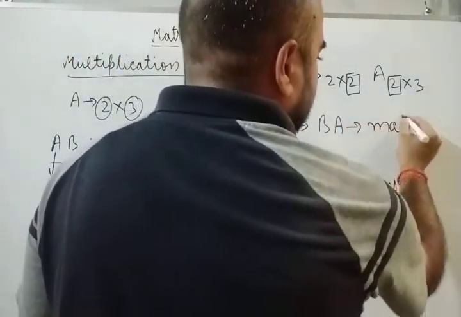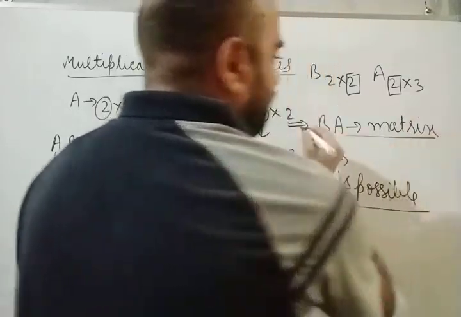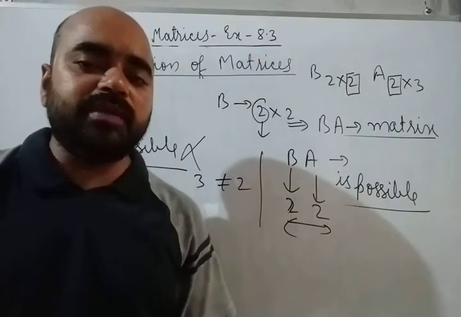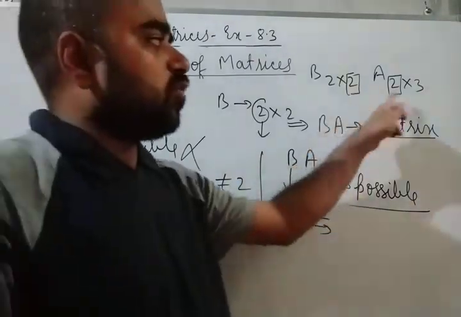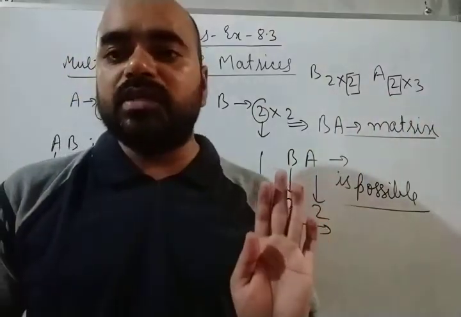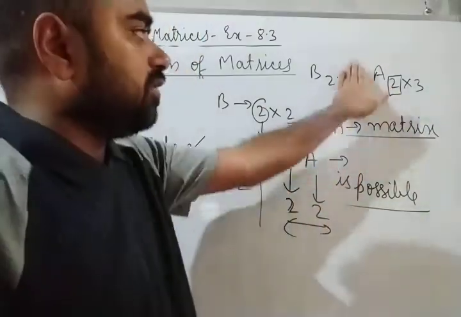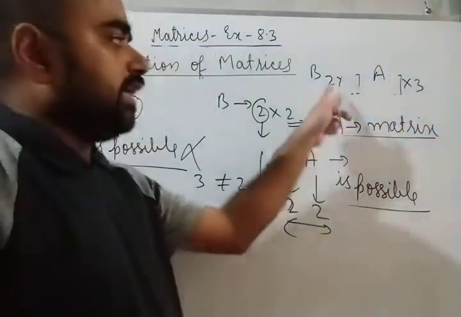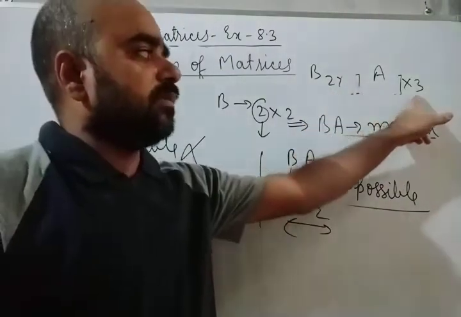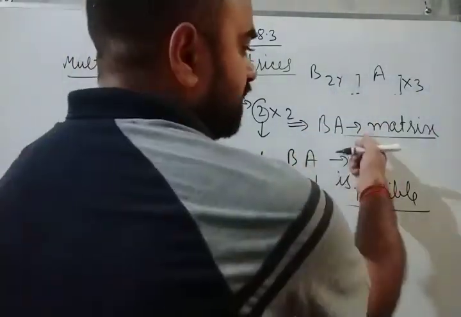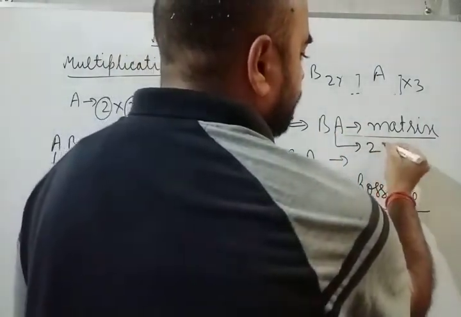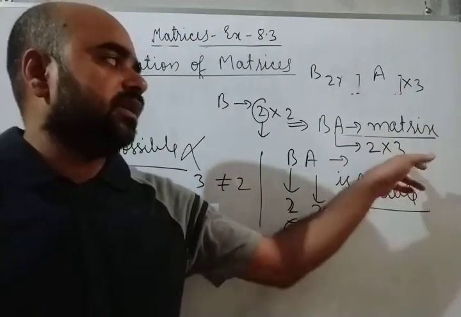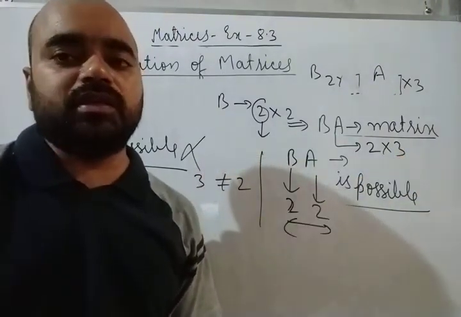Now when you multiply B and A, that is BA, this will also give a matrix. Then what is the order of the BA matrix? Already I have told you these two quantities are for checking whether the BA matrix is possible or not. Now these two are done. What quantities are left? Here the number of rows left is 2, and here the number of columns left is 3. It means the order of the BA matrix is 2 by 3.